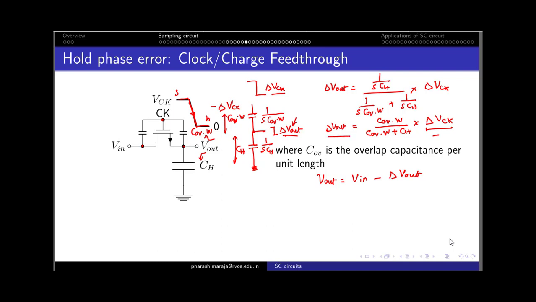Certainly the value that we wanted to hold is Vin, but it has got reduced by this delta Vout just because of the overlap capacitance. Now one has to note certain things in this delta Vout expression. It clearly states that this delta Vout doesn't depend on the Vin term, and that is one of the advantages. What I really mean is that the magnitude of this delta Vout is always a constant, irrespective of whatever Vin I have sampled during the sampling phase. So if this error is a constant, then one can easily eliminate it.